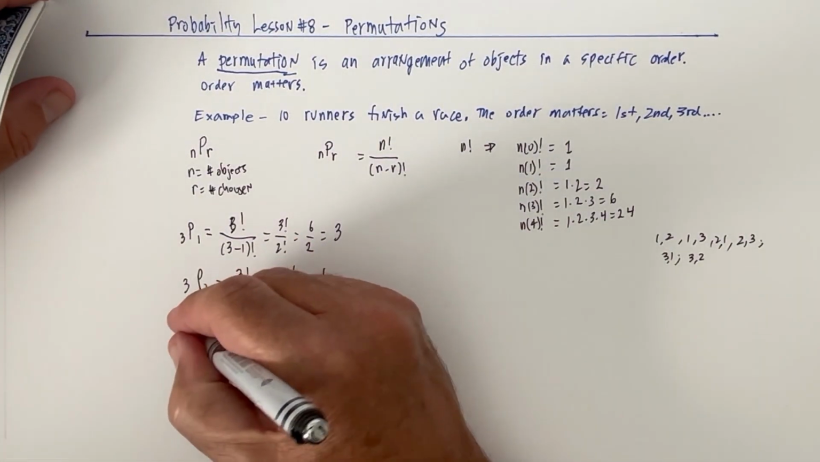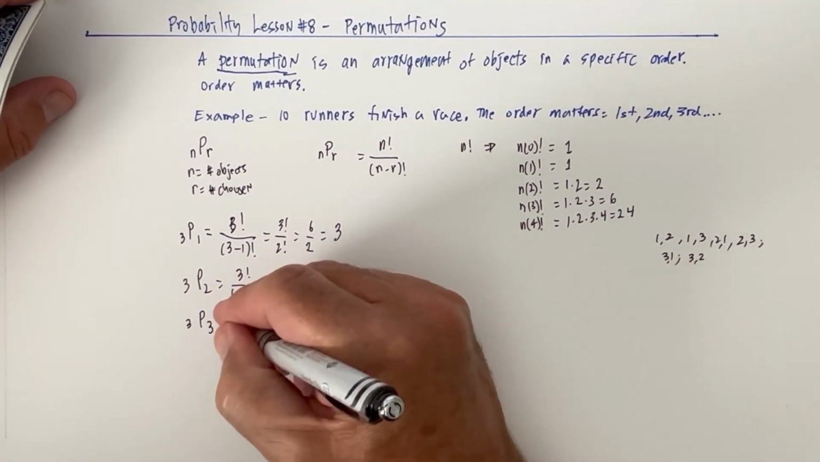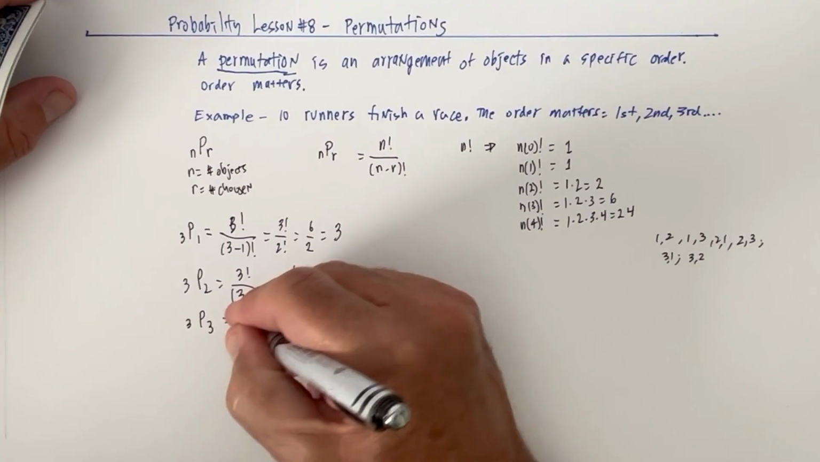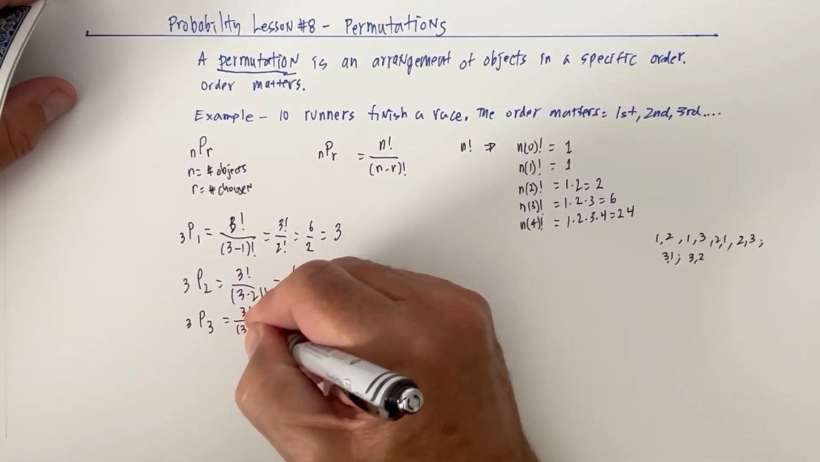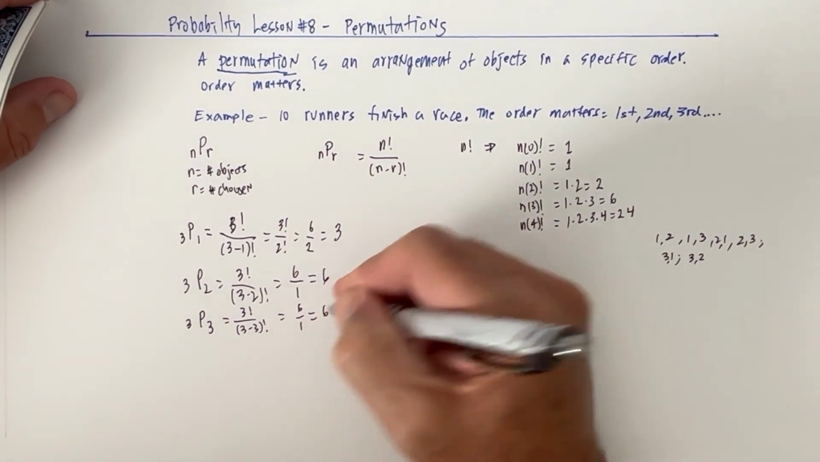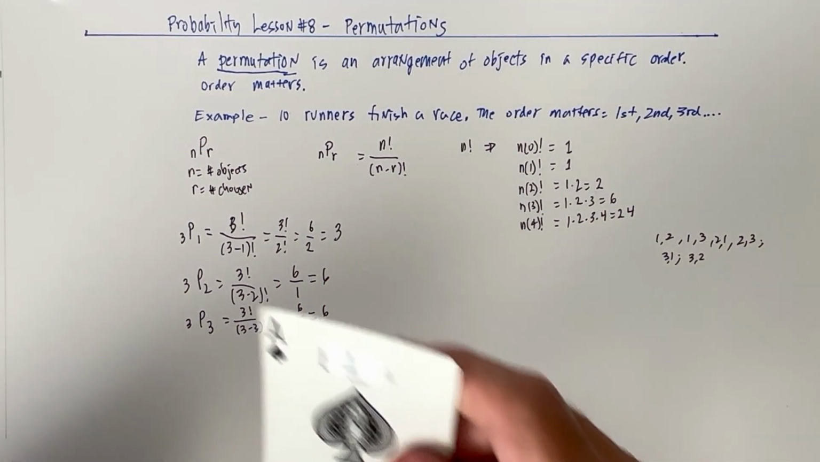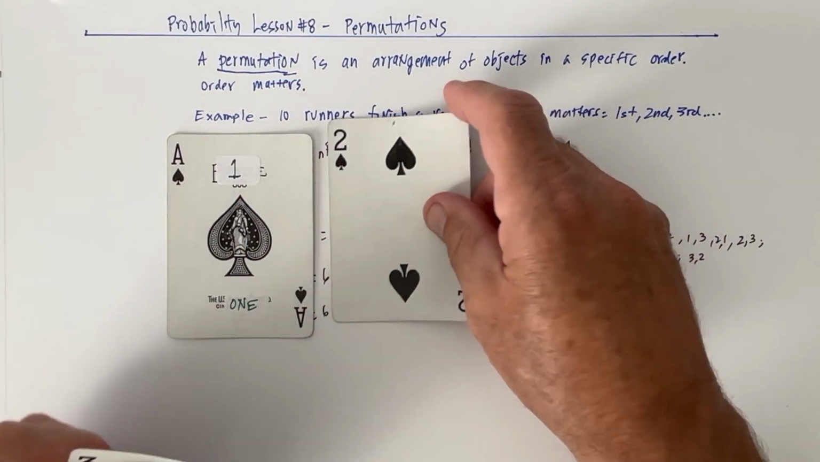Now let's take 3 objects and the permutation of 3 at a time. 3 factorial over 3 minus 3 factorial. That's 6 divided by 1, which is also equal to 6. So now how many ways can we arrange these 3 objects taken 3 at a time?